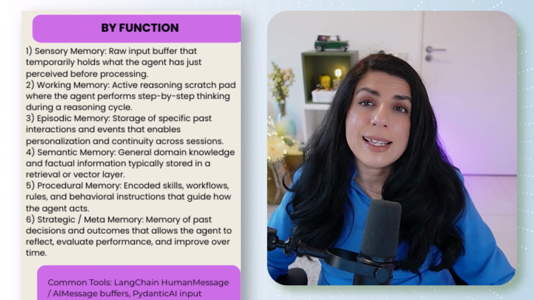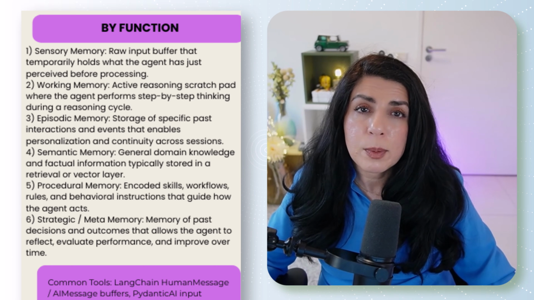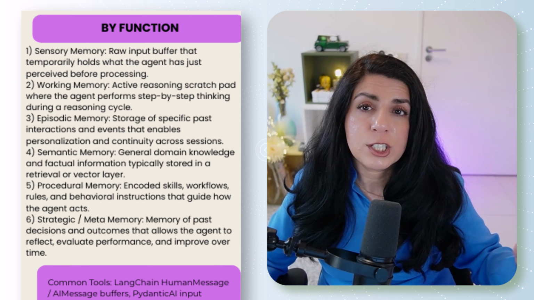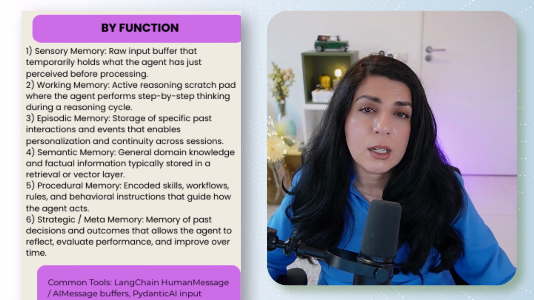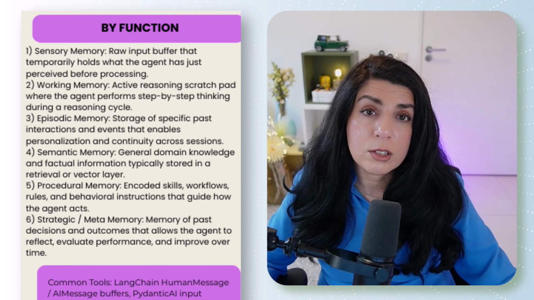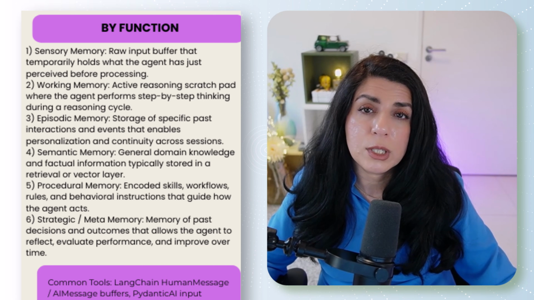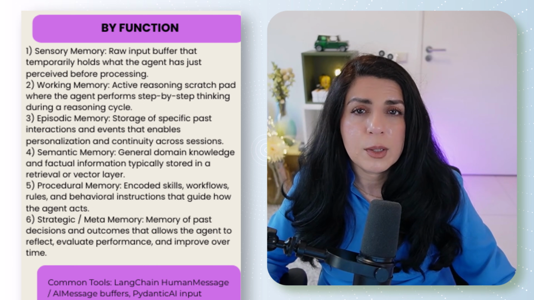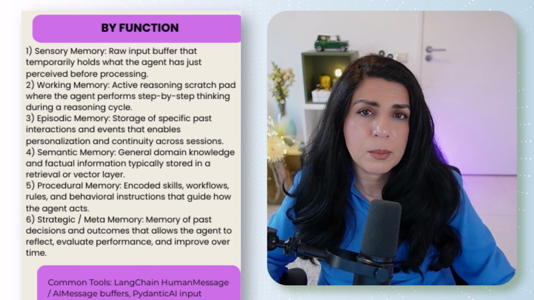Now we go to strategic meta memory, the agent's memory of its own past decisions and outcomes. It's self-reflection and self-improvement over time, and it's emerging as one of the most powerful patterns in 2026. Tools: LangGraph checkpointing, PostgreSQL, feedback loops, and reflection, a very famous paper.